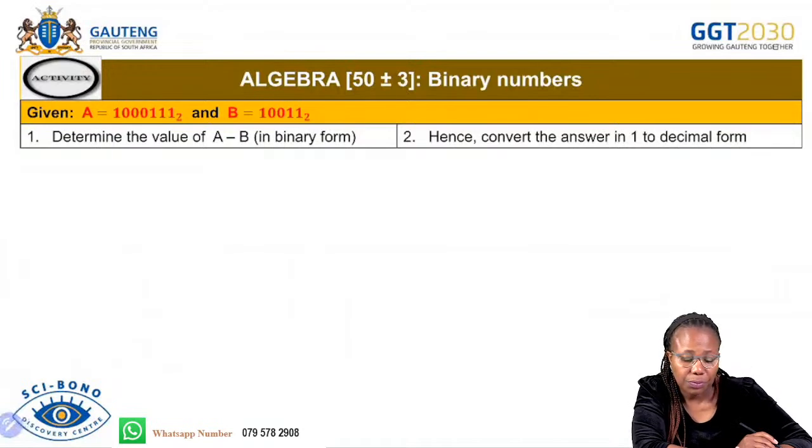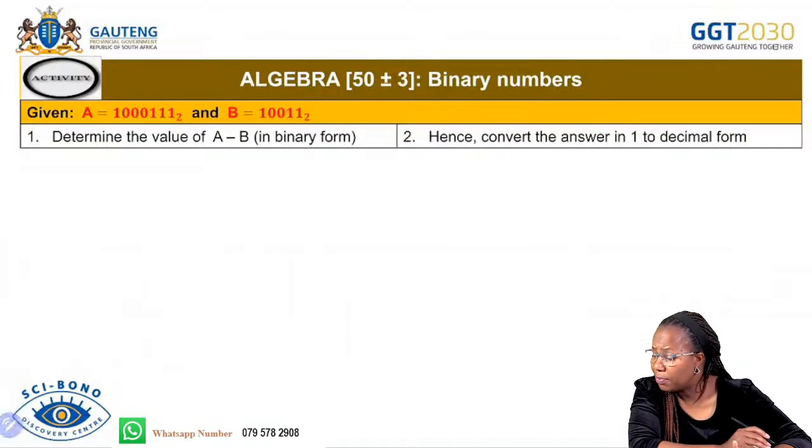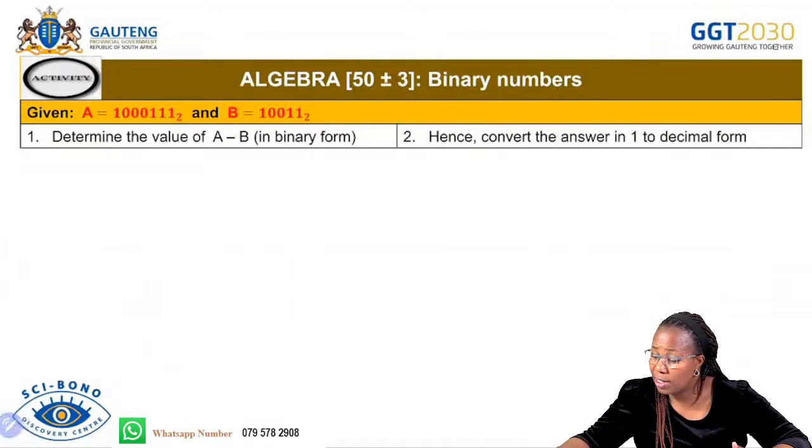Now, in this case, we are given that A is equal to 1,000,111 base 2, and then B is equal to 1,000,11 base 2. And then they say determine the value of A minus B in binary form. So the answer for the first one must be in binary form. Remember the rules of adding and subtracting binaries? Do you still remember them?